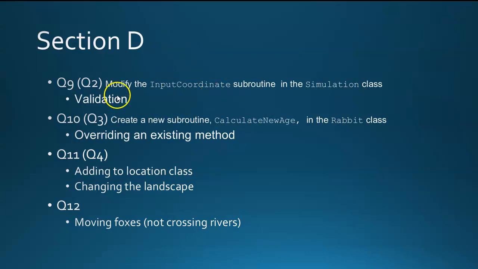I am going to show you the full questions, but ideally you've seen the paper before, ideally you've done the questions. The first question, question 9, that we're going to look at, looked at a bit of validation. We've then got a nice overriding a method, and then the last two are changing the location class and handling the landscape. Let's crack on.